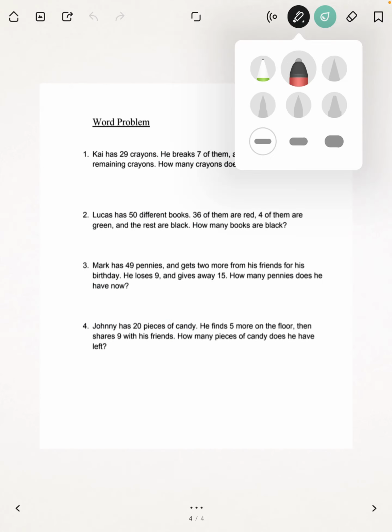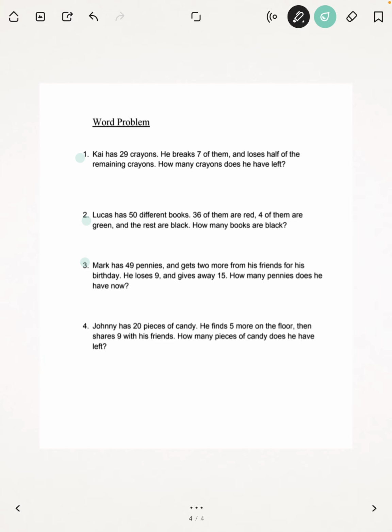Okay, word problems. Okay. Kai has 29 crayons. He breaks 7 of them and loses half of the remaining crayons. How many crayons does he have left? Okay, it says that he had 29 in total first, and then he breaks 7. So you're supposed to subtract 7, it equals 22.